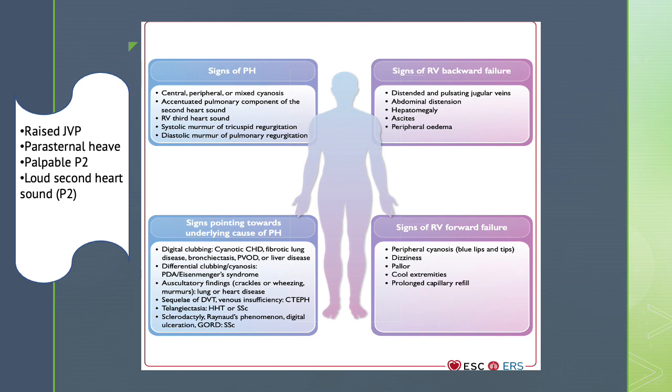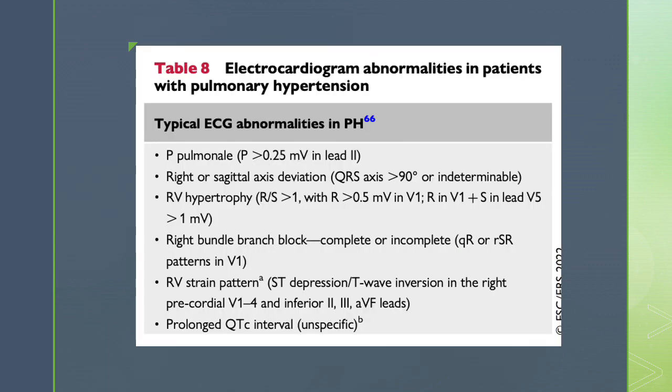For patients where we are trying to look for causes, they may have clubbing, so rule out heart diseases, rule out fibrotic lung diseases, bronchiectasis, Eisenmenger syndrome, differential clubbing. You can get crackles, you can have certain murmurs as I said. And in patients who have chronic thromboembolic pulmonary hypertension, look out for DVT, look out for sclerodactyly and Raynaud syndrome in patients suspected of connective tissue disease. And for right ventricle forward failure, again peripheral cyanosis, dizziness, pallor and cool extremities may be a few of the important signs. So very important points on examination.